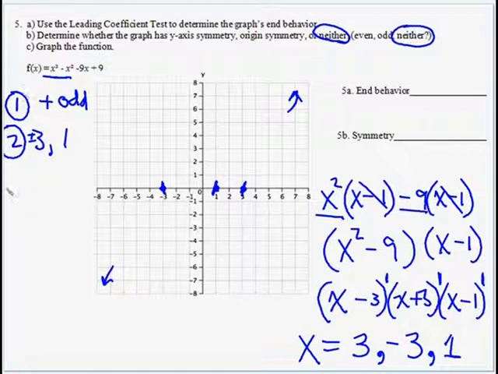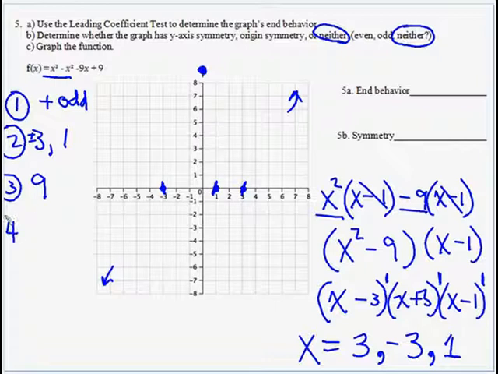Step 3, y-intercept. This is an easy one. If I plug in zeros for all my x's, these terms get zeroed out, and my y-intercept is plus 9. And we can graph that, squeeze it in just above the graph. There we go. So we got our end behavior and our intercepts. That's really all we need.